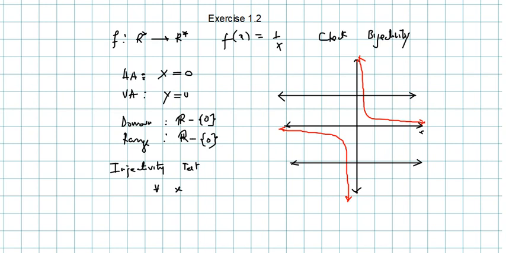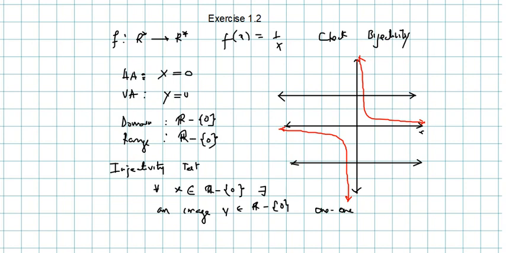for all x element of the domain, that is R minus 0, there exists an image y, a unique image y element of the range R minus 0, hence the function is one-one.